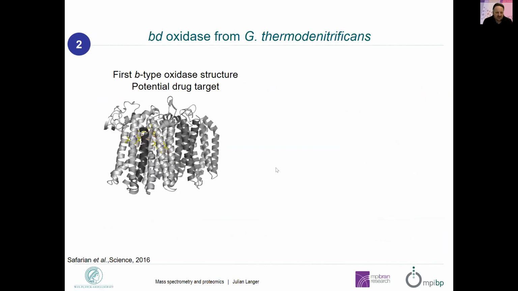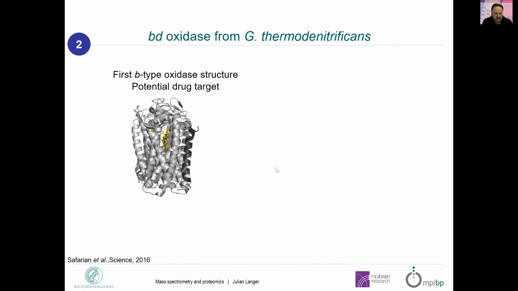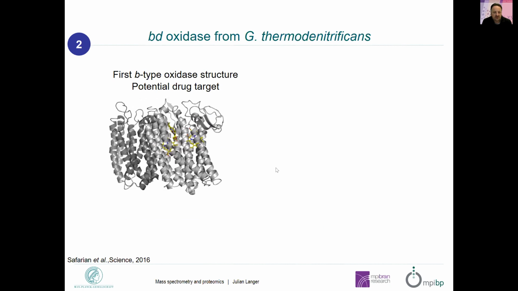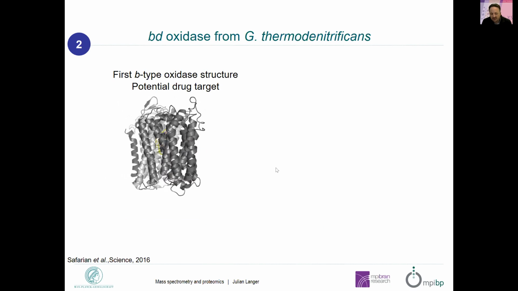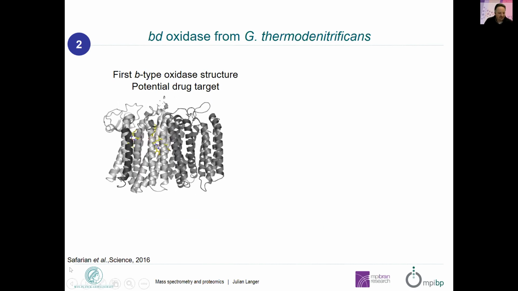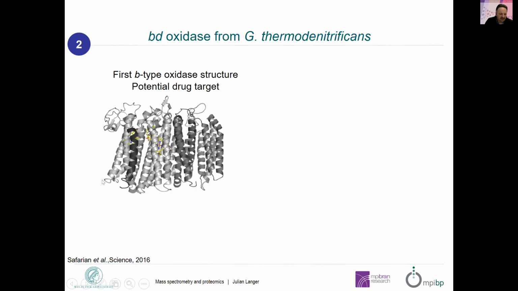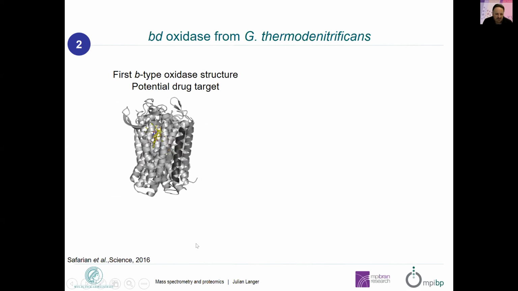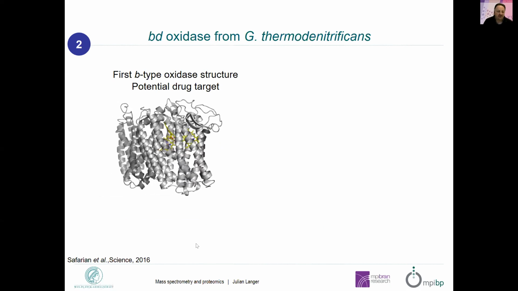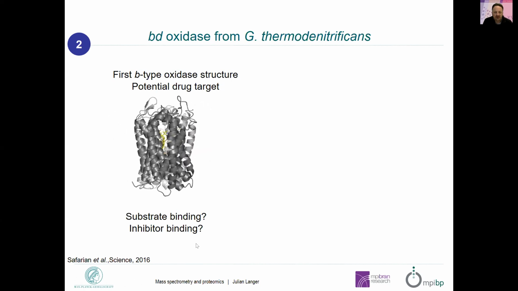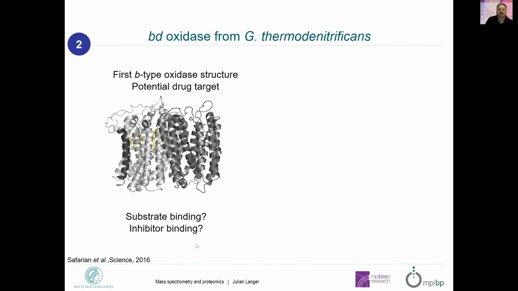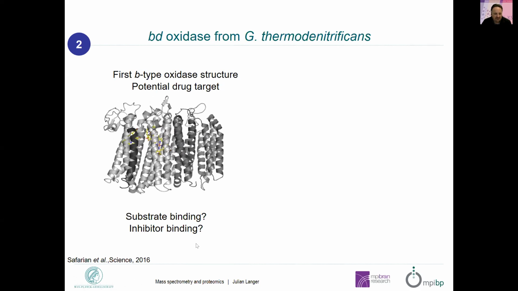So this is a respiratory chain complex enzyme, last part of the respiratory chain, so it reduces oxygen to water. We actually solved the structure, or Shahra Zafarian, a member of Hartmut Michel's department in our institute, solved the structure. We assisted that project by identifying new subunits that were previously not annotated. It's a potential drug target, and even though we tried quite a bit, we had no structures of the actual protein together with its substrates and with inhibitors. So this was really a good and tempting target to do HDXMS on again.